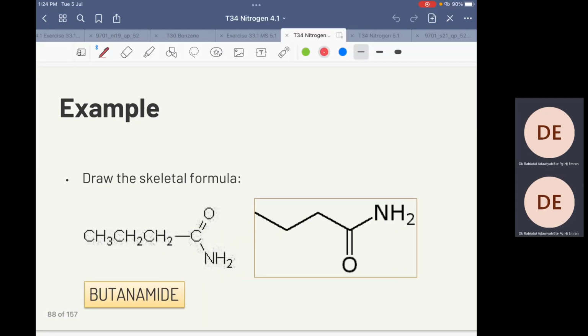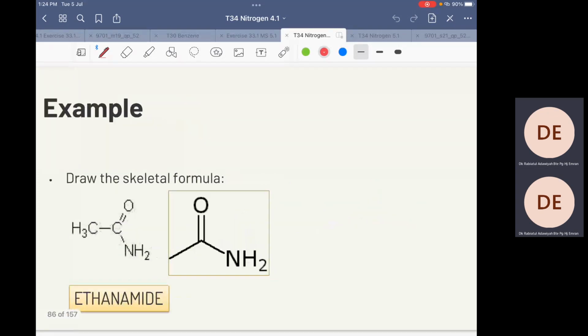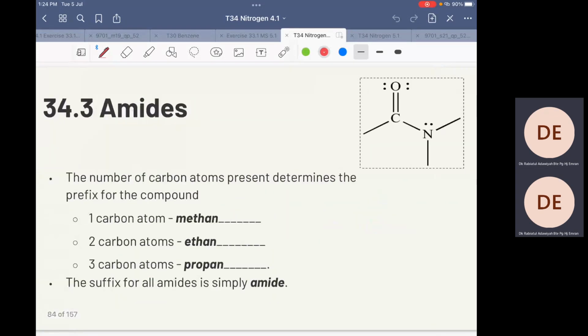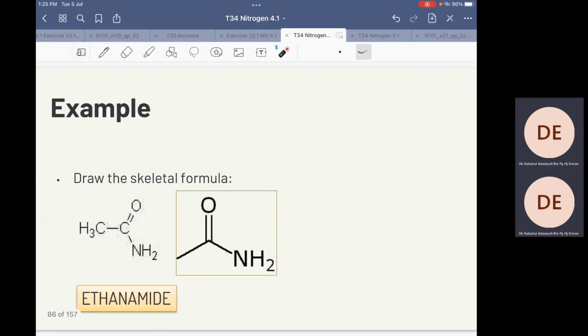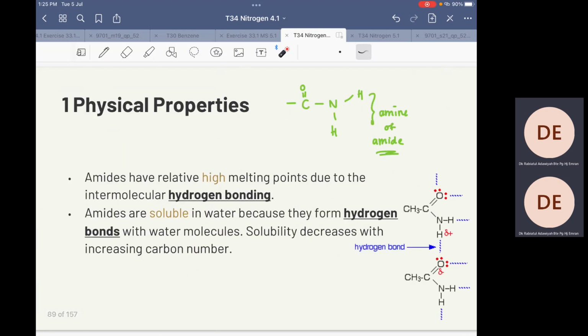Looking at amides as a functional group, amides are organic compounds with a C double bond O attached to a nitrogen. So you will see sometimes the functional group of amide is written as CONH2, where these two bonds attached to the nitrogen are hydrogen. But of course, you can also have an alkyl group, whether you have one or two alkyl groups.